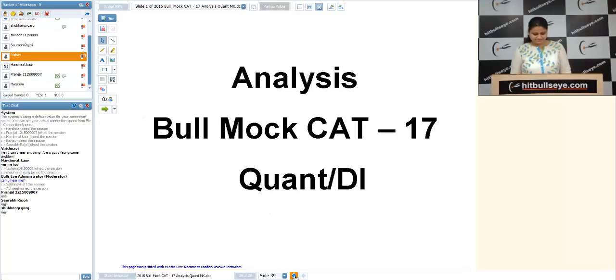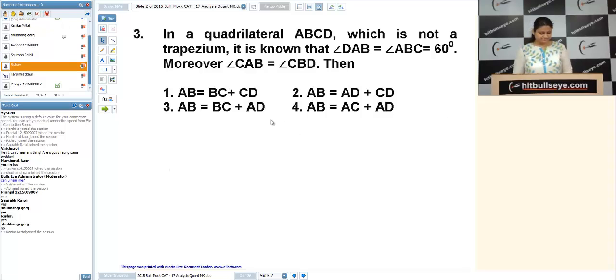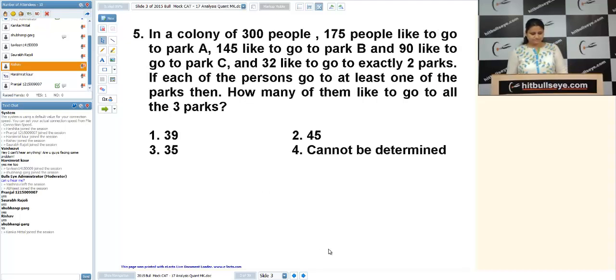So let us start. The very first difficult question, number 3. Any problem in this? Please write explain. I think you have the PDF copy of this paper. So explanation is the best thing for this question. I don't have any shortcut for this. Any problem in this? Okay, let us move.